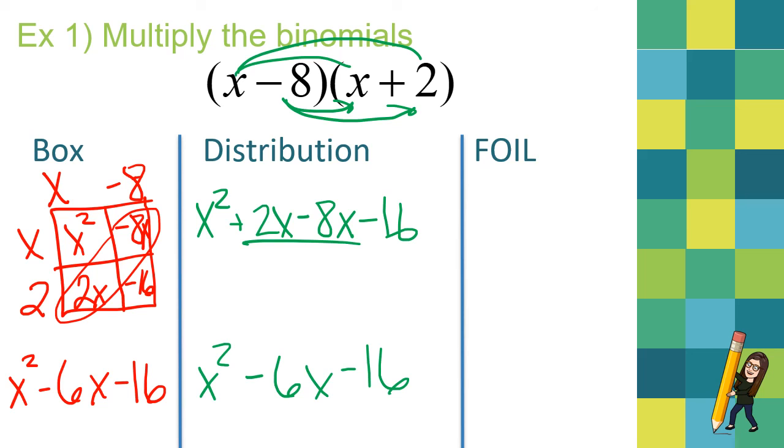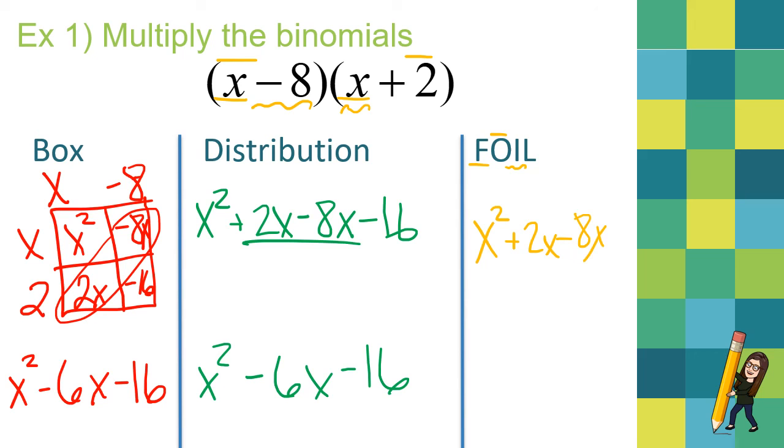And FOIL, okay? FOIL's first, outer, inner, last. So first, x times x is x squared. O is outer. 2 times x. So positive 2x. Inner is x times negative 8, negative 8x. And last is 2 times negative 8, negative 16. Again, combine like terms to arrive at the same answer.